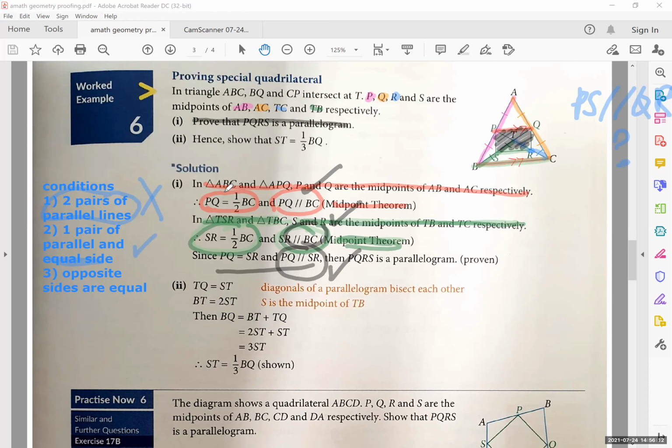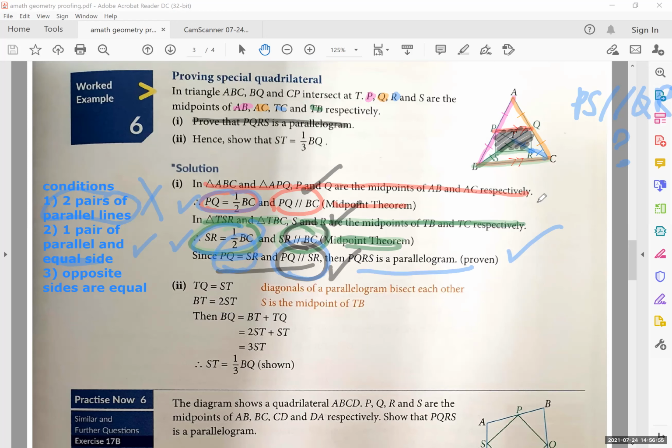I can. You know why? Because can you see here? PQ is half of BC. SR is also half of BC. And therefore, I can say that PQ is equal to SR. Agree? Who is confused? If you're confused, please clarify. Are you all okay? Anybody have a question? Okay. So if that's the case, we know that there's one equal side and there's one parallel lines, and therefore we can say that PQRS is a parallelogram. Ta-da! Done.